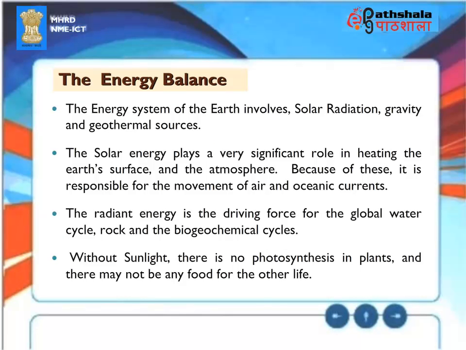The energy balance. The energy system of the Earth involves solar radiation, gravity, and geothermal sources. The solar energy plays a very significant role in heating the Earth's surface and the atmosphere. Because of this, it is responsible for the movement of air and oceanic currents. The radiant energy is the driving force for the global water cycle, rock cycle, and the biogeochemical cycles. Without sunlight, there is no photosynthesis in plants, and there may not be any food for other life.